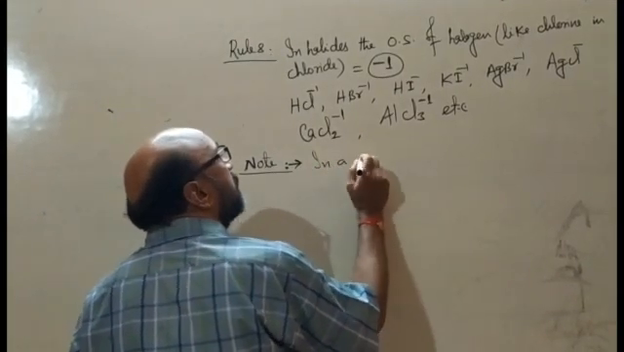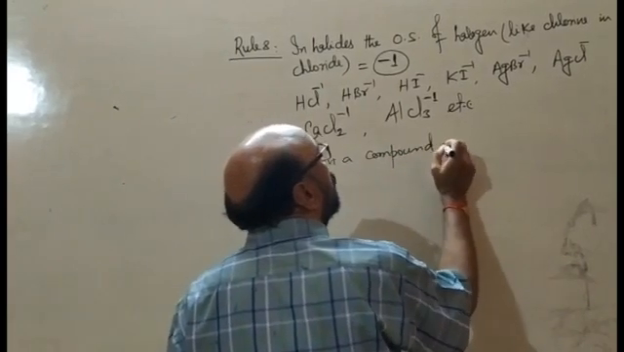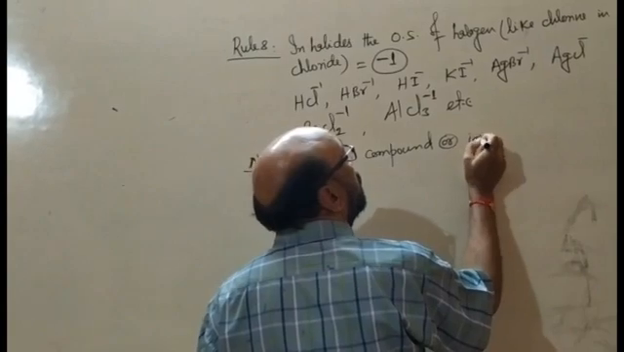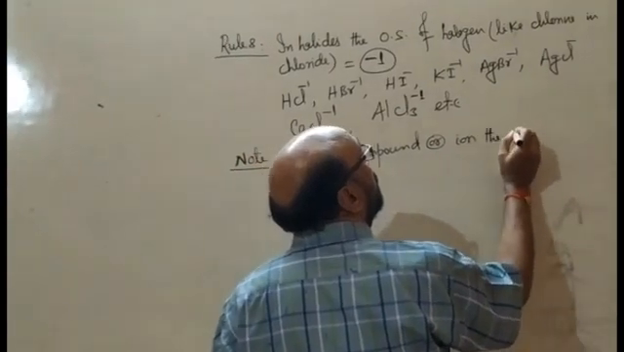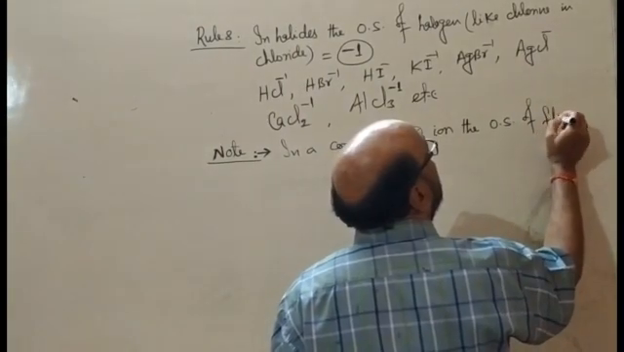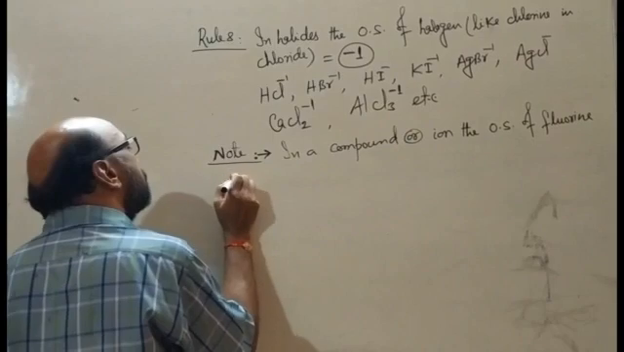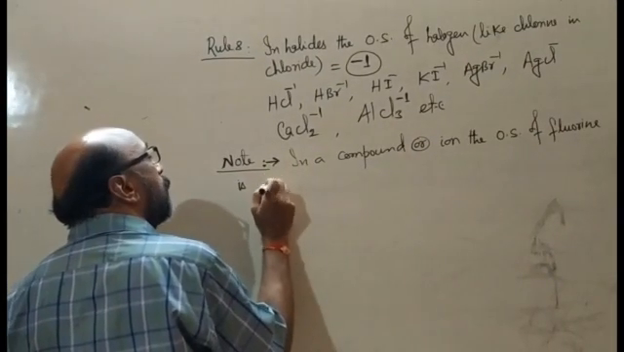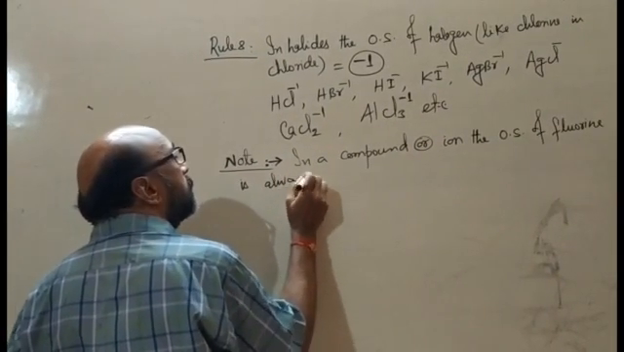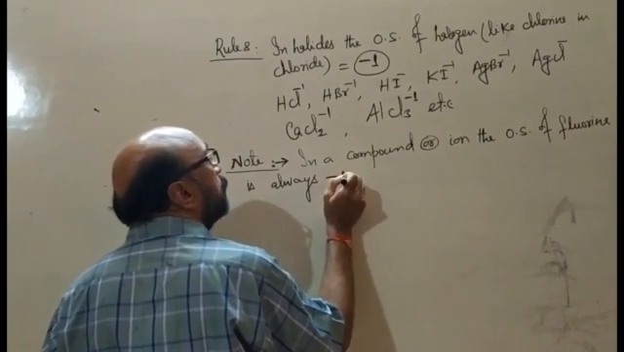In the note we shall write, in a compound or ion, the oxidation state of fluorine is always minus 1.